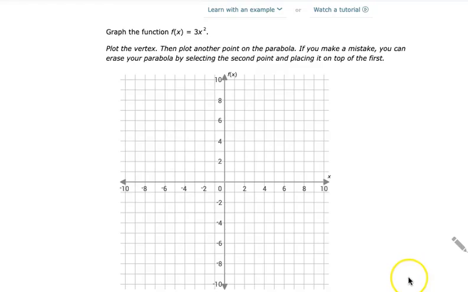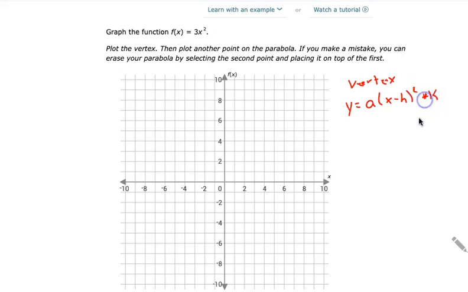Okay, so in this video, we are going to take a look at graphing quadratic functions in vertex form. So vertex form, remember, is where we have y equals, and this is where we have the a out front, and then in parentheses we have x minus h squared plus k.